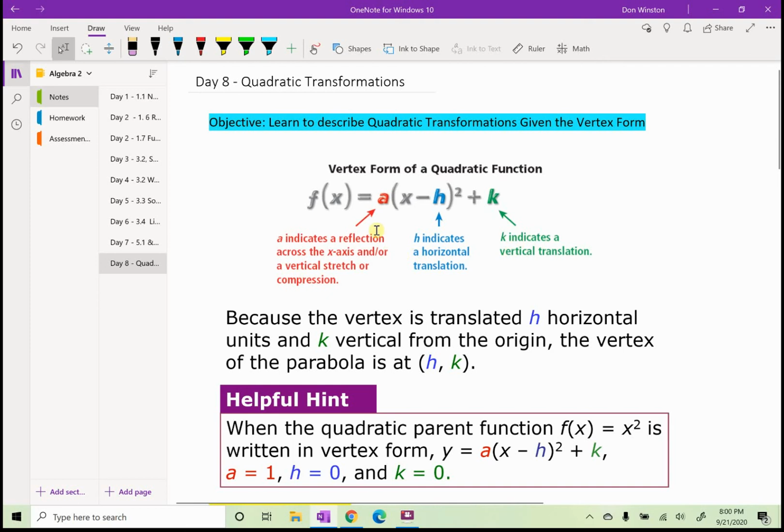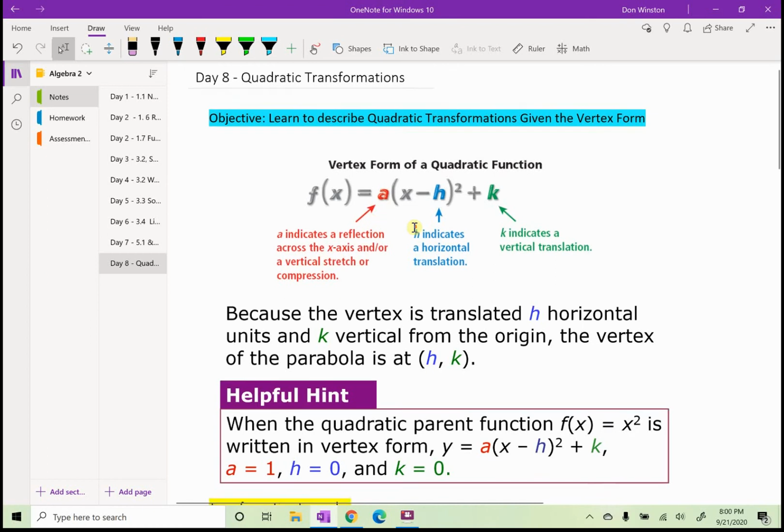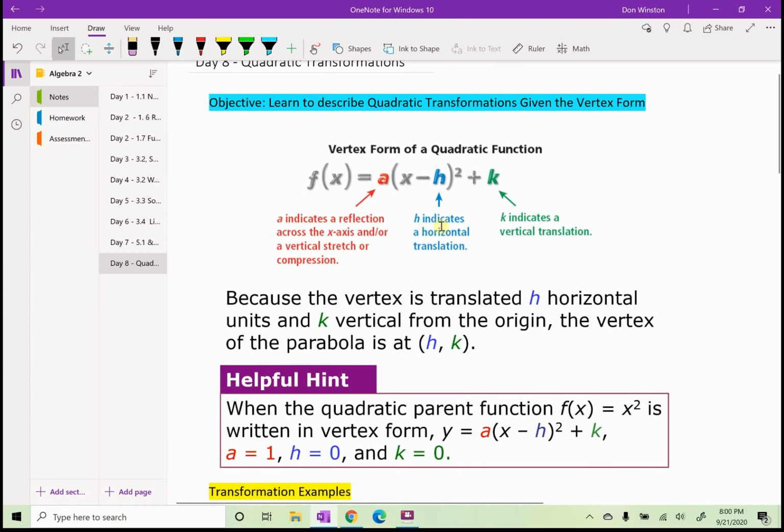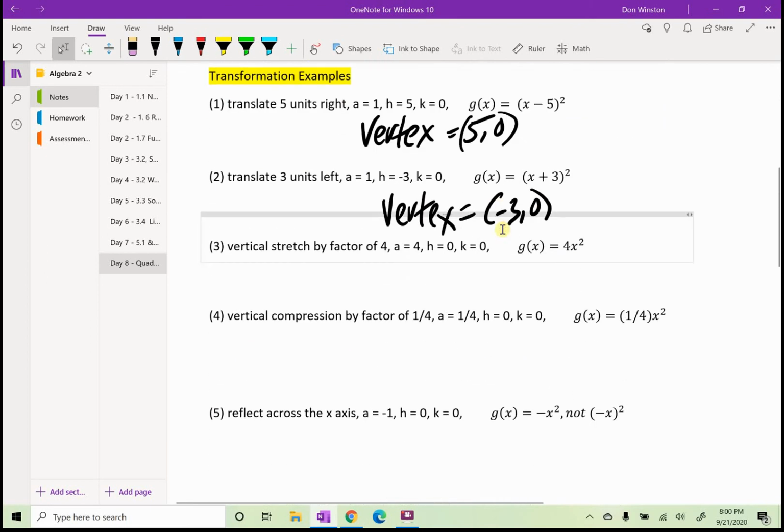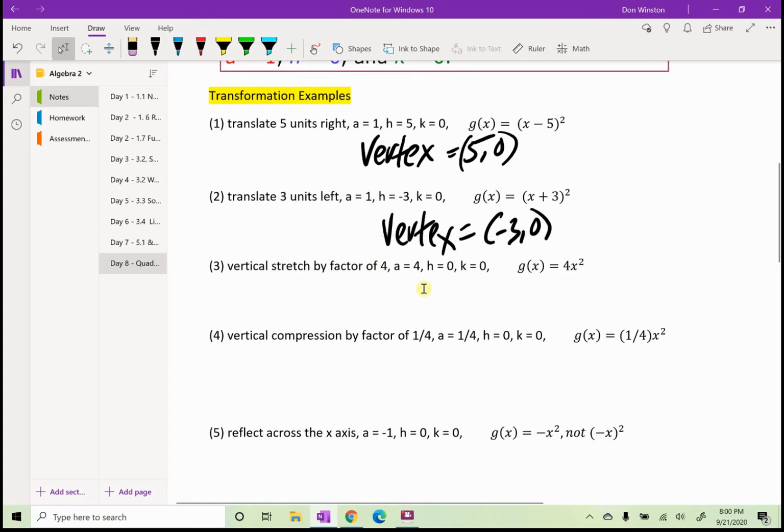You should remember those three things. A does three things: reflect, compress, and stretch. H moves left or right, K moves up or down. So here we're going to vertical stretch by a factor of 4. Now A is going to equal 4. We're not going to move the graph left or right, and we're not going to move it up or down. We're just going to stretch it by 4.